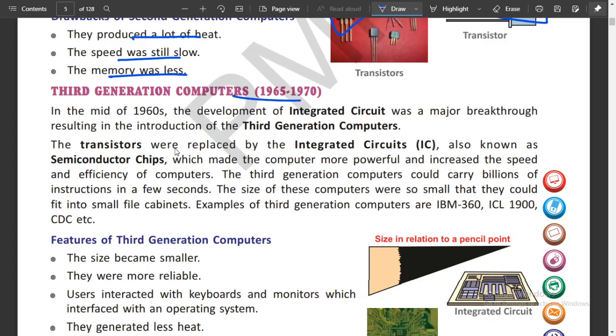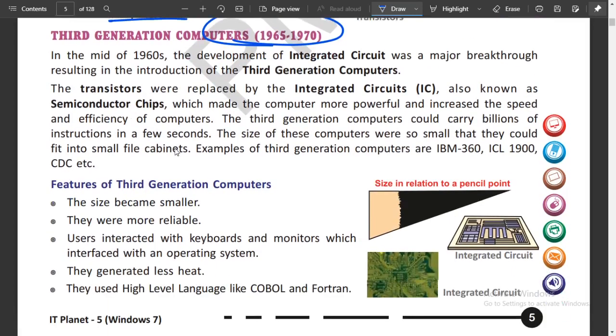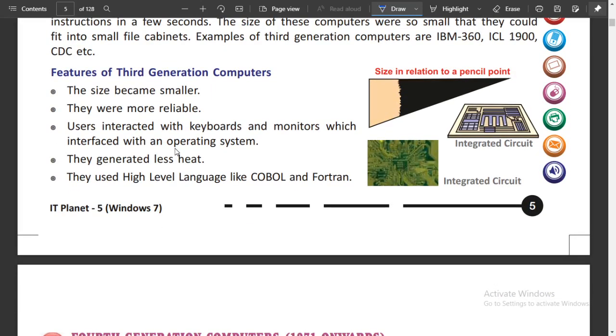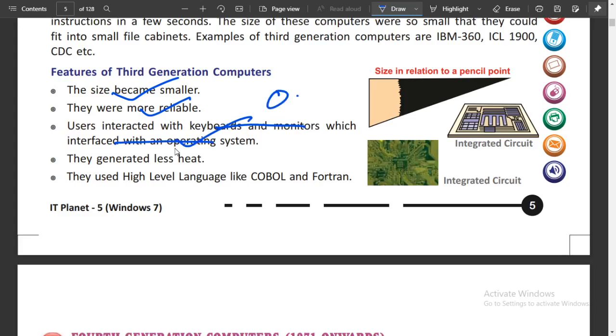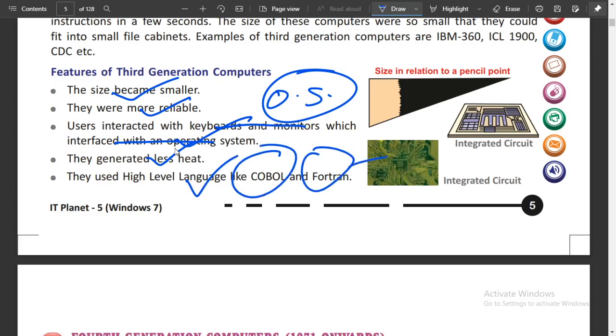Same in the third generation computer, the time spent is here. We used integrated circuit, IC, in the semiconductor chip. This chip makes our computers smaller and more reliable, and keyboards and monitors were introduced along with the operating system. Here we use an operating system also, and the computers generate less heat, and they support COBOL and Fortran languages, which are high level languages in which you can code in something like the English language.